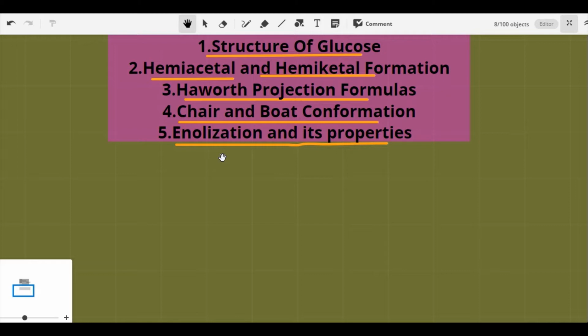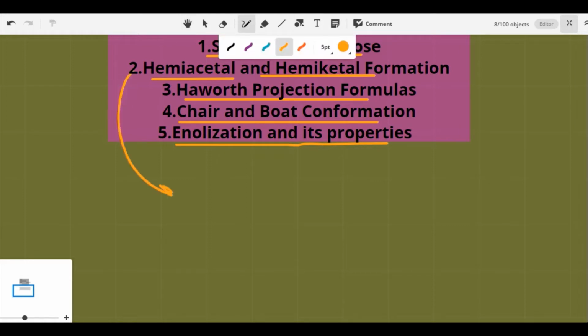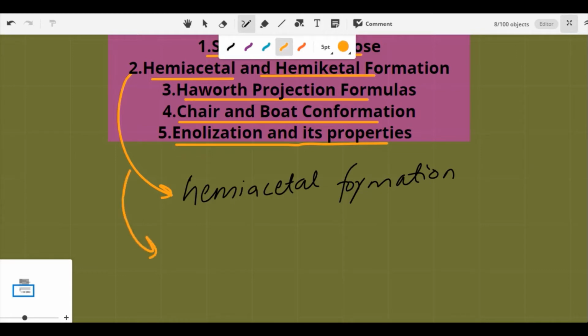For better understanding of glucose structure, let us consider the formation of hemiacetal and hemiketal. So it means we are going to start from hemiacetal formation, and the next one, that is hemiketal formation. They are respectively produced when an aldehyde or a ketone reacts with alcohol.